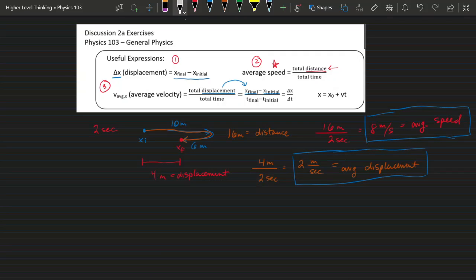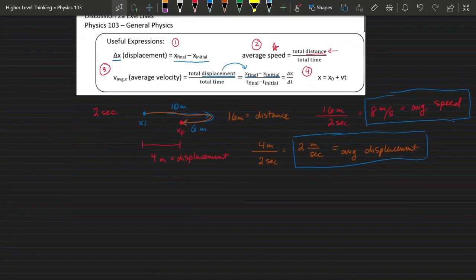So finally, we are going to look at the position equation. So what this is essentially saying is our initial position, which is x naught, given some time at a constant speed, will get you to a new position, which is x. So how would we calculate that?